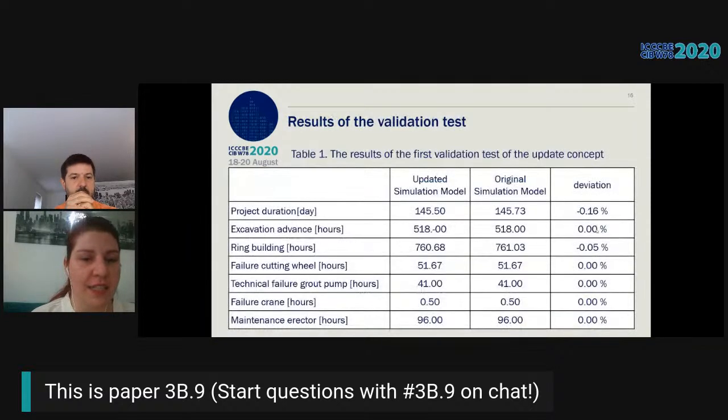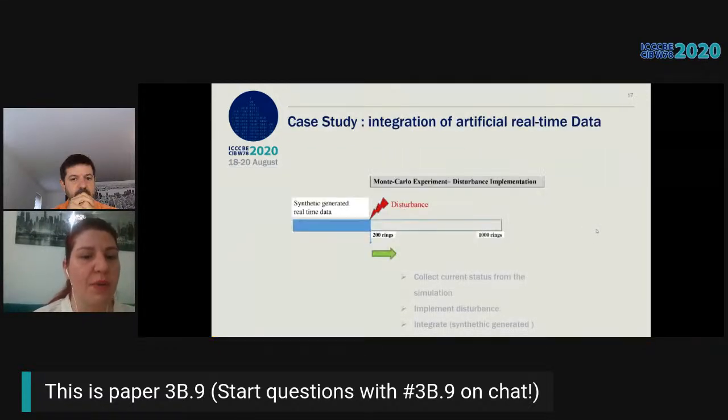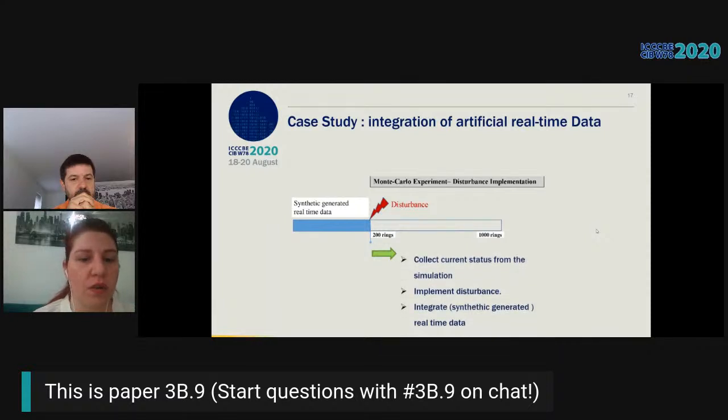In the next table, we view the results of the validation test. We can see that only a very small deviation is detected in this validation test. And this is because we didn't update all the inputs, just the most important ones. And some variables cannot be detected all the time in the simulation model.